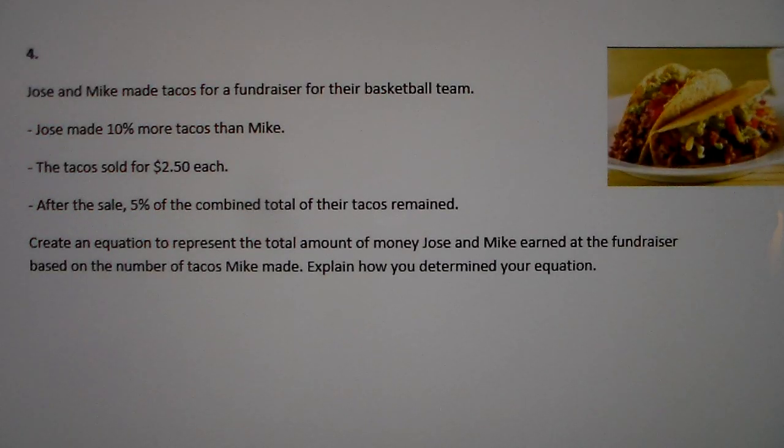Alright, one last problem here we'll do together before you do a couple on your own. Jose and Mike made tacos for a fundraiser for their basketball team. Jose made 10% more tacos than Mike. The tacos sold for $2.50 each. After the sale, only 5% of their combined total of their tacos remained. That means a lot of people bought tacos for their fundraiser. Create an equation to represent the total amount of money Jose and Mike earned at the fundraiser based on the number of tacos that Mike made. Explain how you determined your equation.